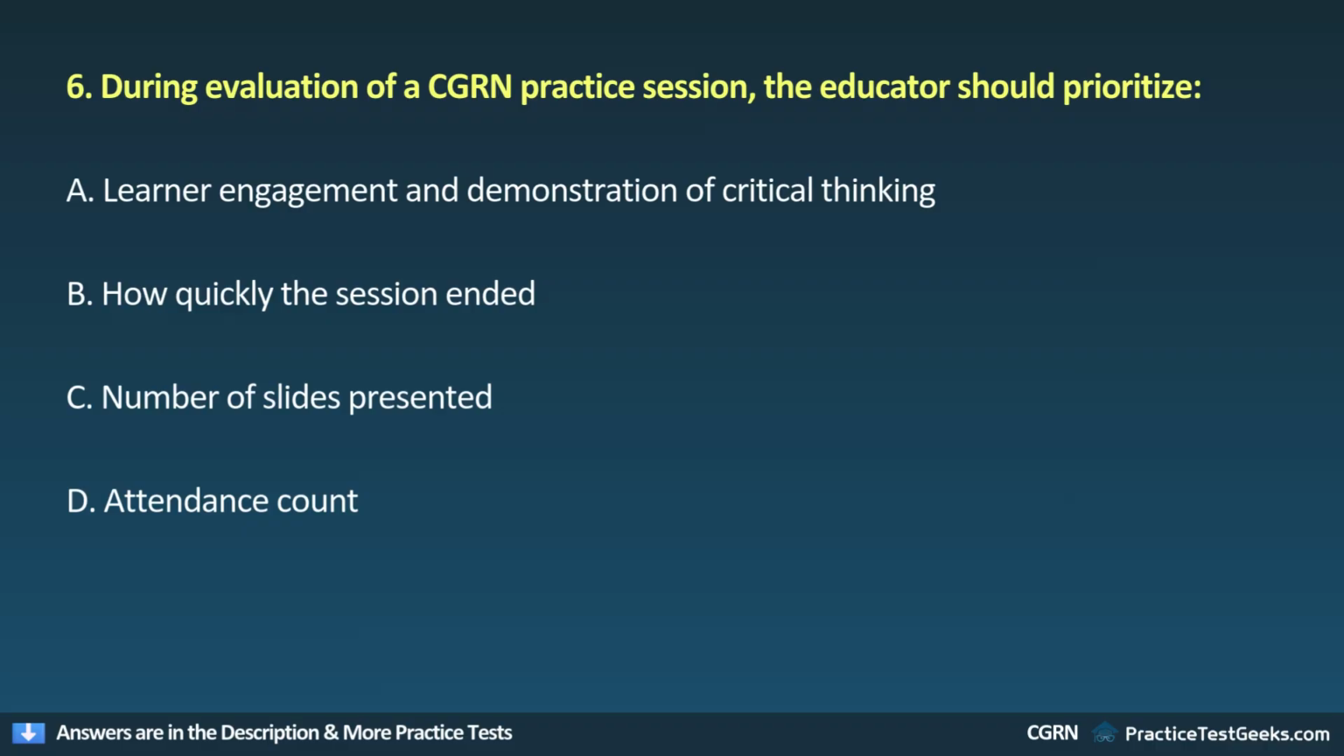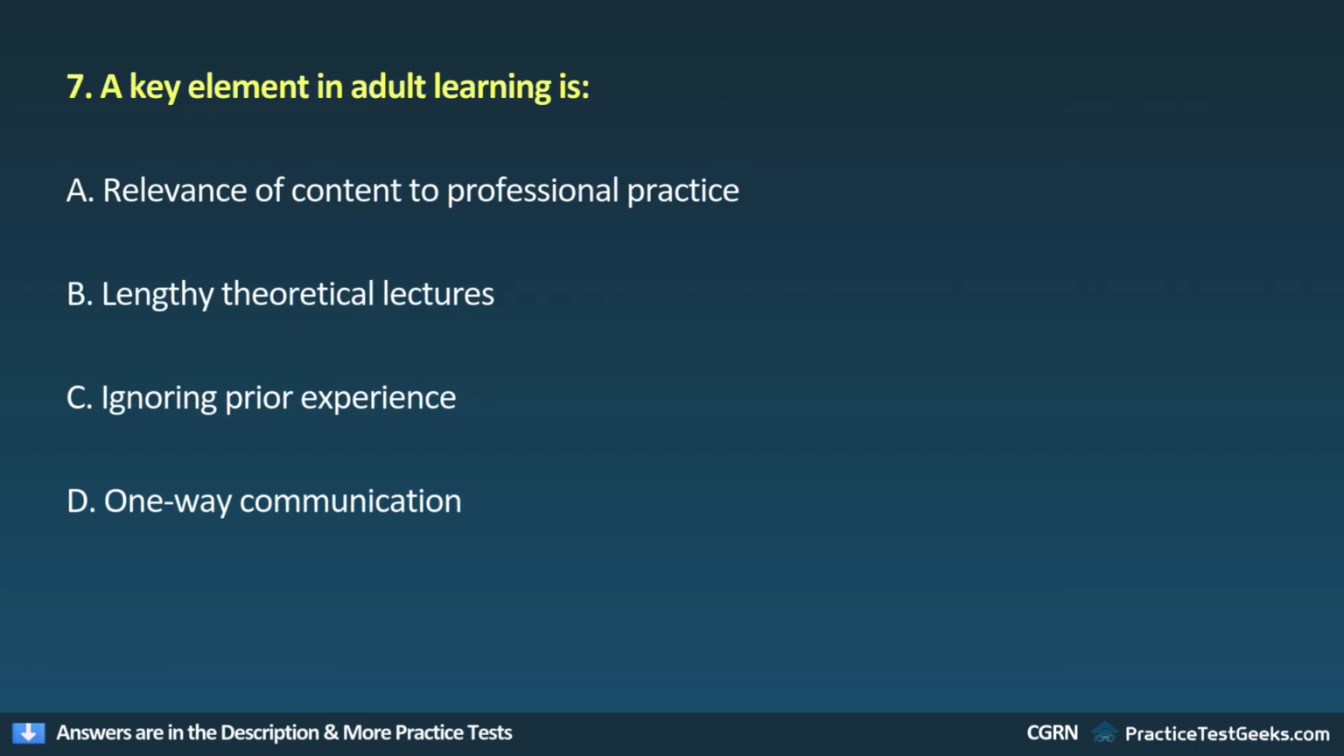6. During evaluation of a CGRN practice session, the educator should prioritize A. Learner engagement and demonstration of critical thinking. B. How quickly the session ended. C. Number of slides presented. D. Attendance count.